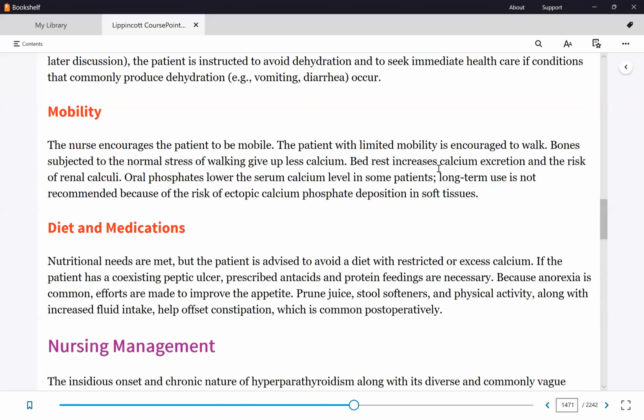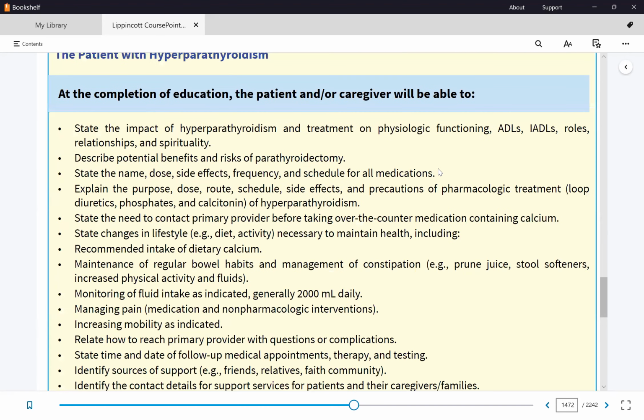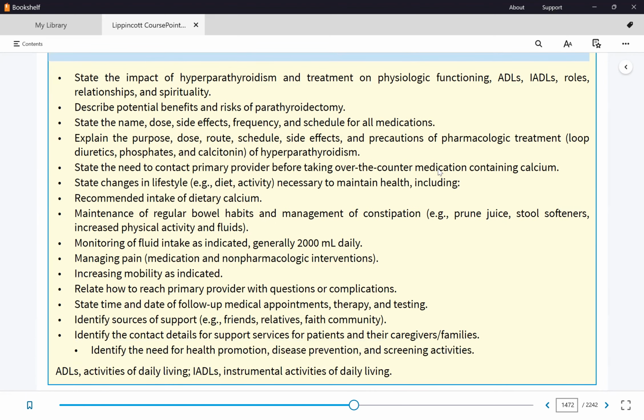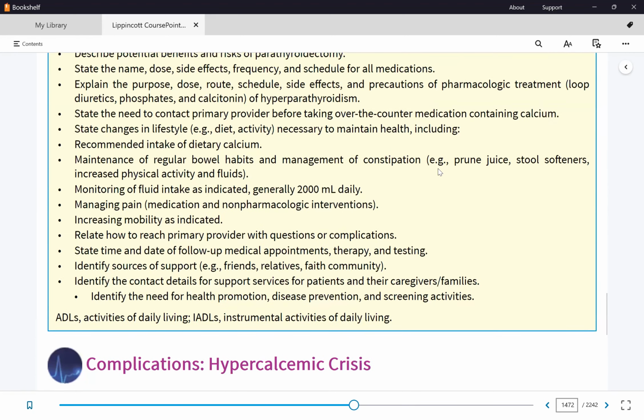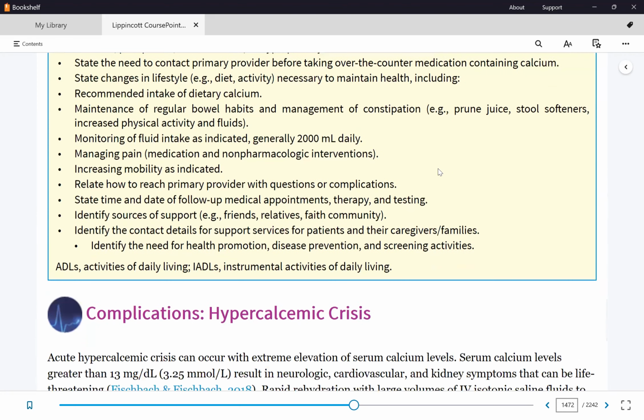So they'll benefit from that drug as well. And here is your summary. Education: you discharge the patient. So increase fluids, emphasize that. Stool softeners or laxatives. Okay, and then maintain a certain activity level.